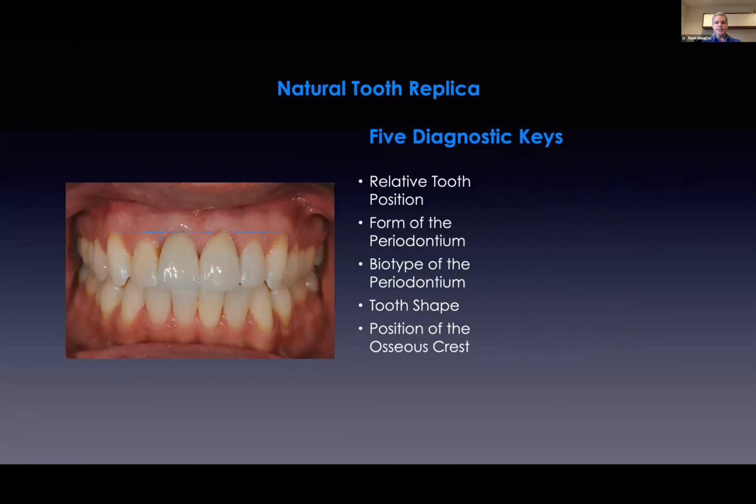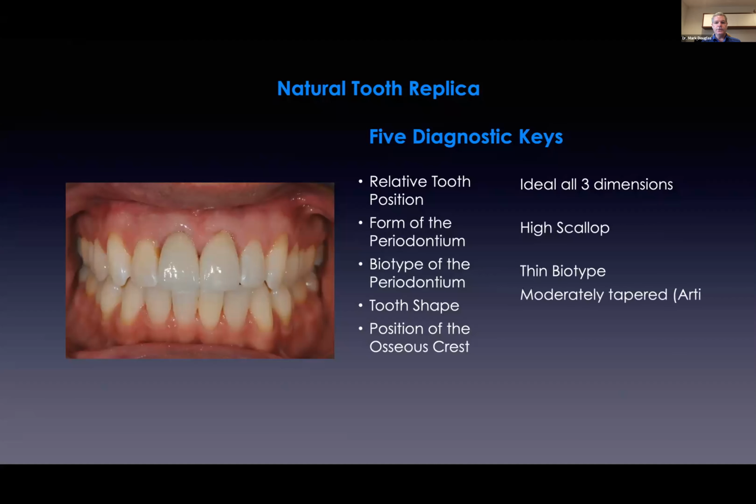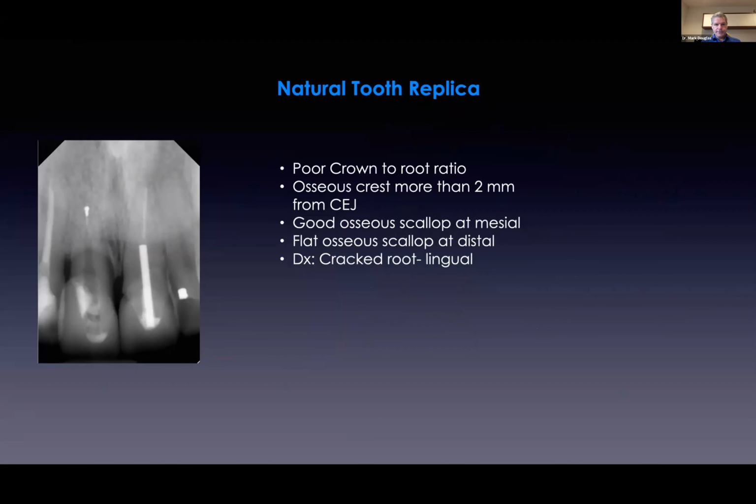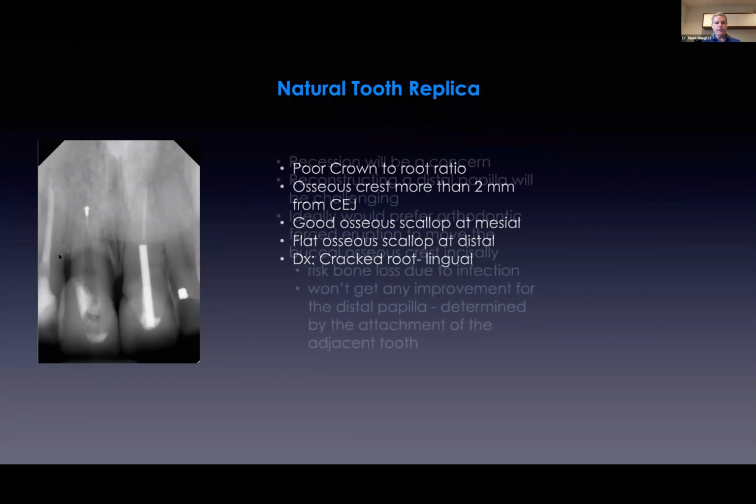As far as his diagnostic keys before we started, relative tooth position, he was ideal in all 3 dimensions. Form of the periodontium, he was high scallop biotype, he was thin, tooth shape moderately tapered. Those were artificial PJCs, and he was low crest, unstable. As far as the radiograph is concerned, there was a poor crown to root ratio, the margin being right there. The osseous crest is more than 2 millimeters from the CEJ. There's good osseous scallop at the mesial. It was a very flat scallop at the distal. So this is where we're having trouble with the distal papilla, and diagnosis of cracked root on the lingual.